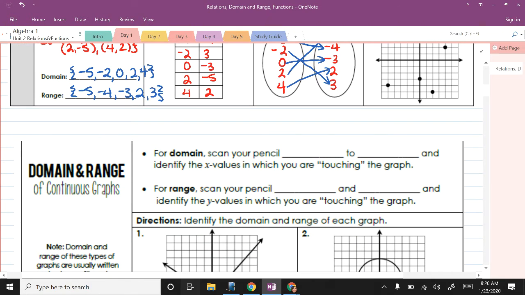We're going to talk some more about domain and range. That's what the majority of this lesson is going to be about, domain and range, and then we'll get to functions in a minute. Okay, y'all, this is the part of the lesson that is super duper important. When I say it's extra important, it really is.